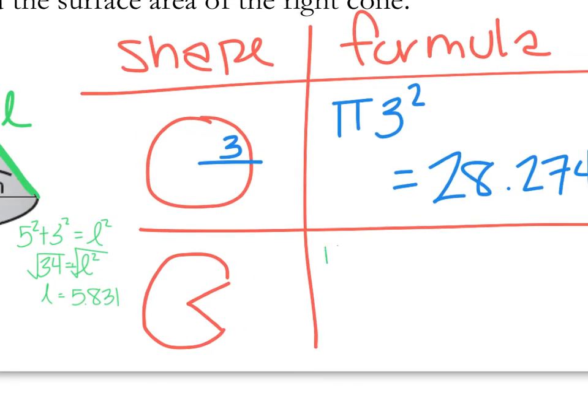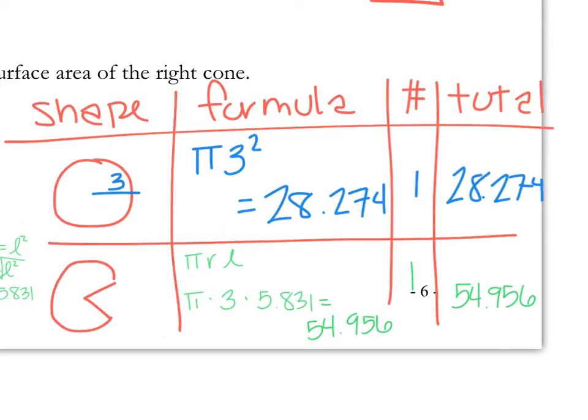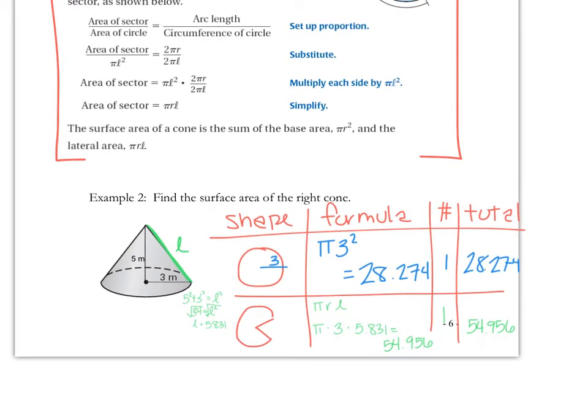So pi r L is my formula. Pi, 3 is my radius, and 5.831 is my L. There's only one of them. So pi times 3 times 5.831, I get 54.956. And that is your cone.